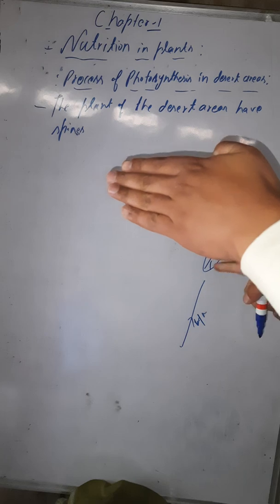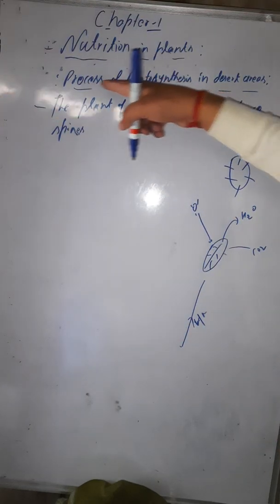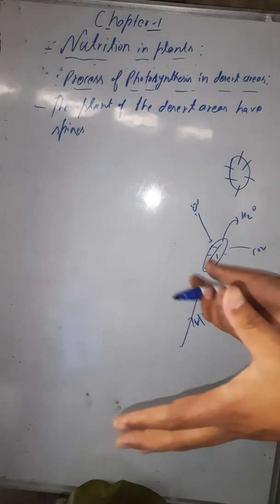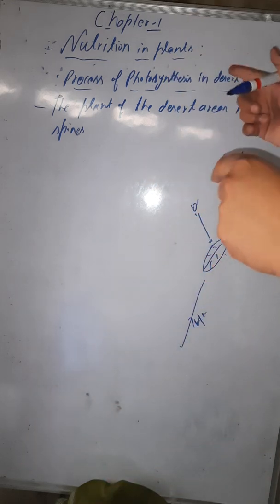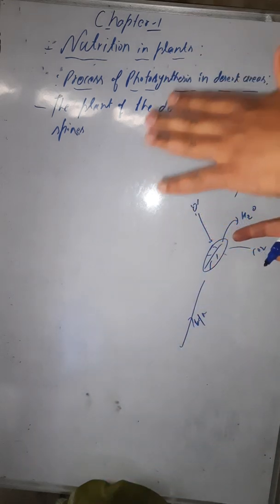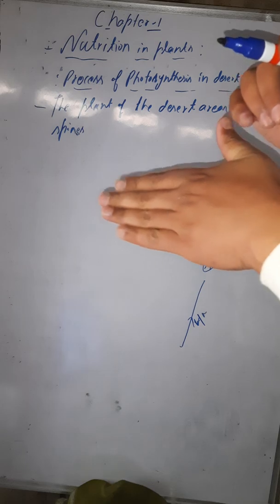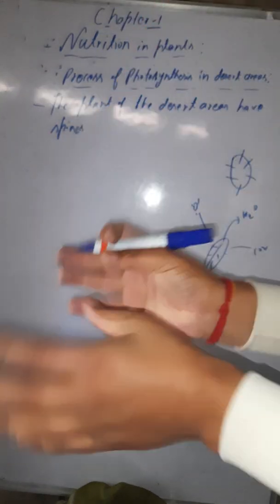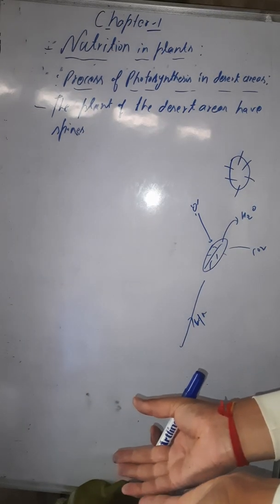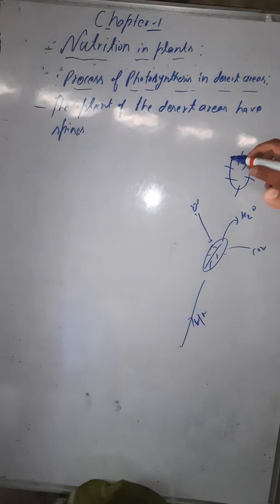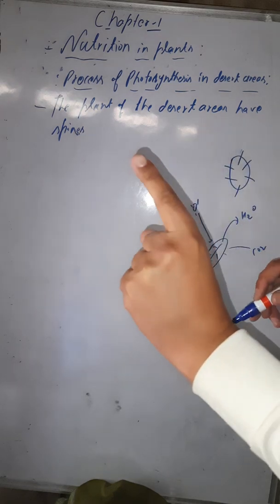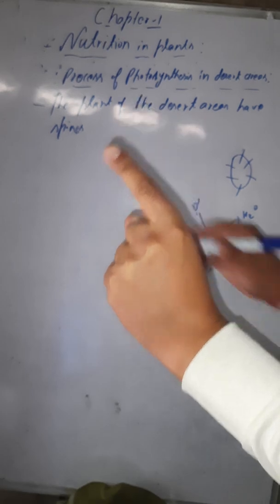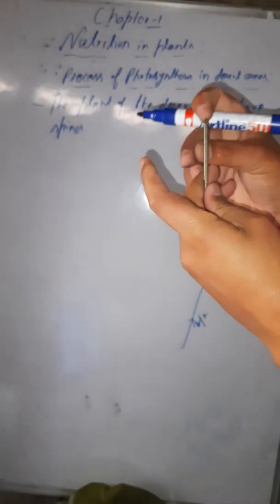But there is lack of water in the desert area. In the desert area there is very little water. So if there is very little water and the leaves are flat, what would happen? All the water will come out from the leaves and the plant will not grow, the plant will die there. That is the reason there are cactus-like plants which have spines, and spines are very thin, like this.